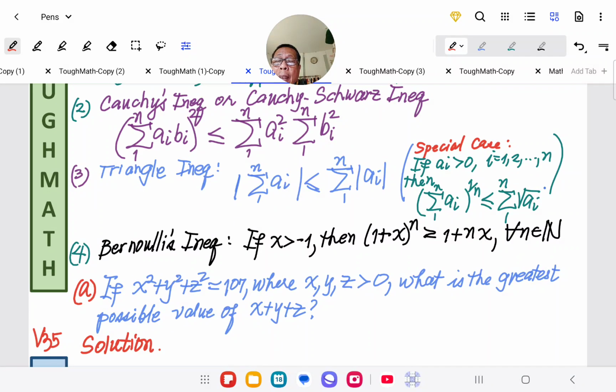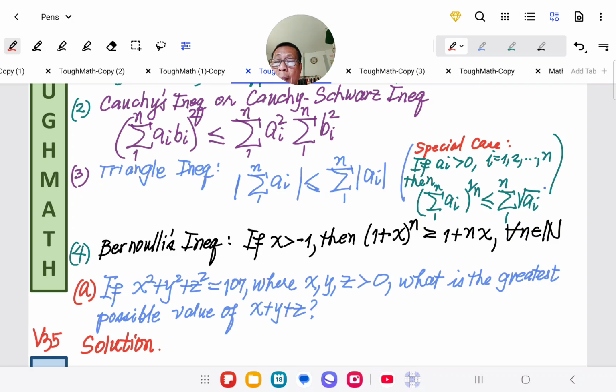And then the fourth inequality is called Bernoulli's inequality, which states that if x is greater than -1, then the binomial (1 plus x) to the n is greater than or equal to 1 plus nx for all positive n.